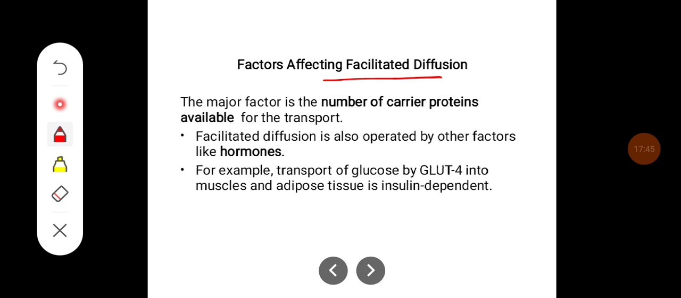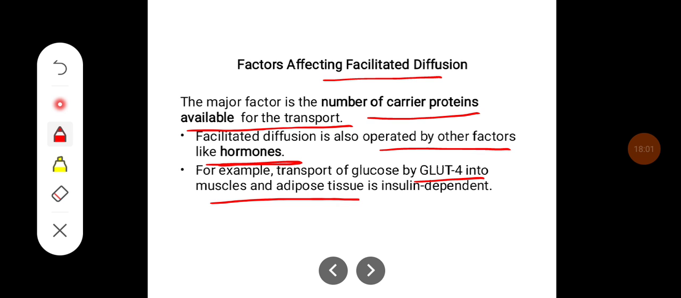Factors affecting facilitated diffusion: the major factor is the number of carrier proteins available for the transport. Facilitated diffusion is also influenced by other factors like hormones. For example, transport of glucose by GLUT4 into muscle and adipose tissue is insulin dependent.